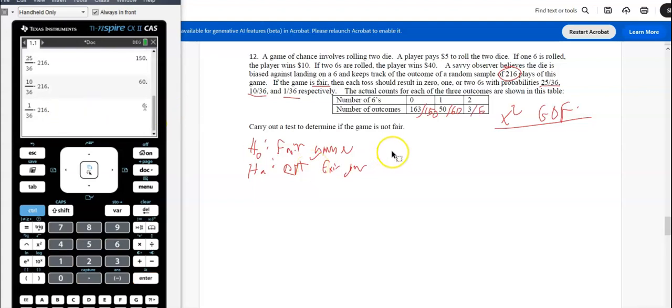Let's see what happens. So let's check the conditions. So this is hopefully either a random sample or random assignment. Let's see. Random sample.